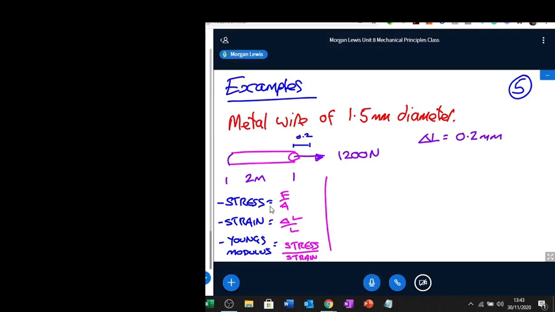What I might do is I might just put it all up here. A bit more room then. Change in length equals 0.2. Force 1200. Bit more room.